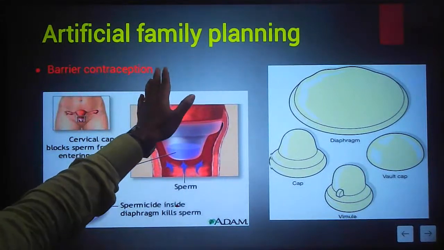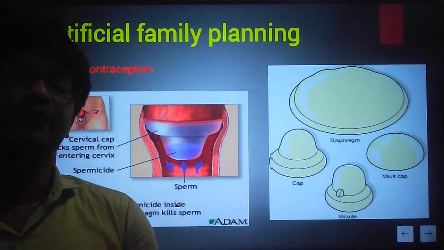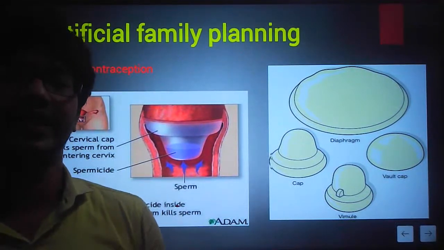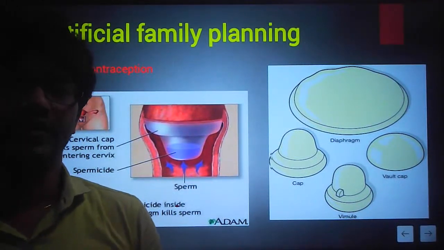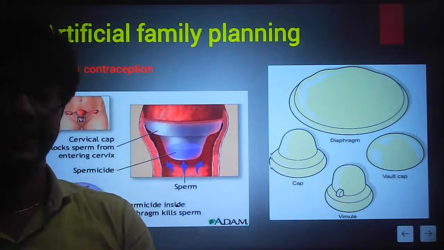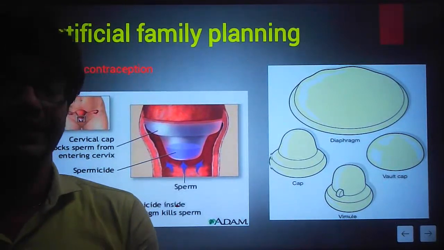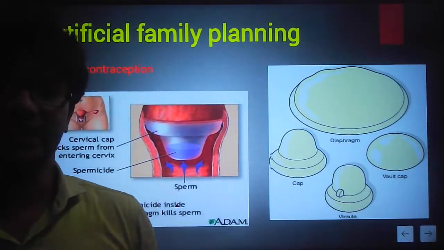Artificial techniques. Coitus interruptus: if the sperms are not getting inside, because before ejaculation the penis has been withdrawn, then definitely the sperms will not go inside, so no fertilization takes place. That is the concept behind coitus interruptus. Before ejaculation, withdrawal takes place, so no fertilization takes place.